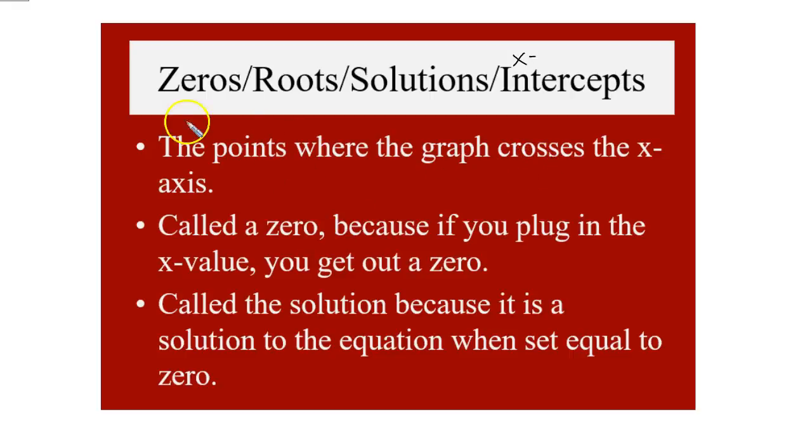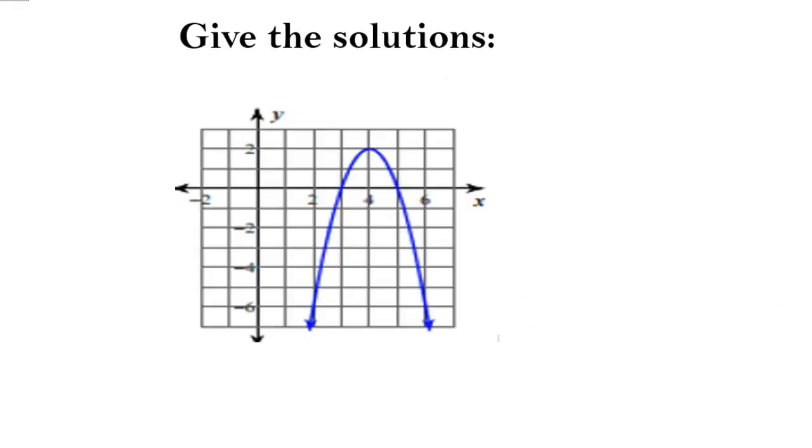Okay, these are called zeros because if you plug in the x value, you get an outcome of 0. We call them solutions because it is the solution to the equation if we set the function equal to 0. There's a reason it's called a root. It's called an x-intercept because it crosses the x-axis there. So all of these things are kind of the same thing. Even though their definitions are slightly different, what we really want to know is where does the function cross the x-axis? So what are the solutions here?